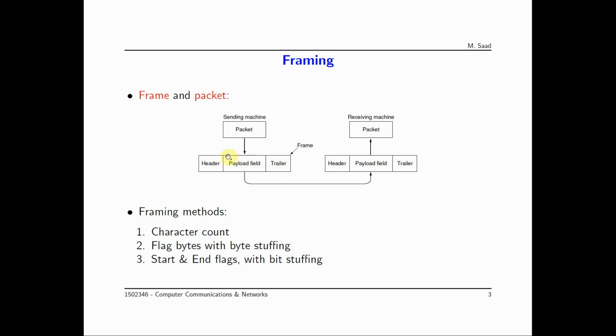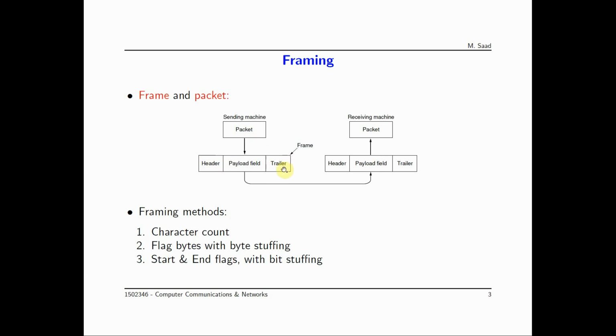So what is a frame? A frame is a packet with an extra header and a trailer, as if we have an envelope which contains the packet. You can think of the frame as the envelope which contains the packet, with an extra header containing control information like the address of the source and destination, and a trailer which contains the error control bits, the check bits.